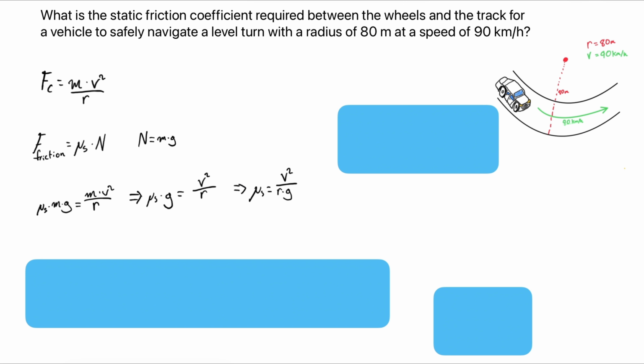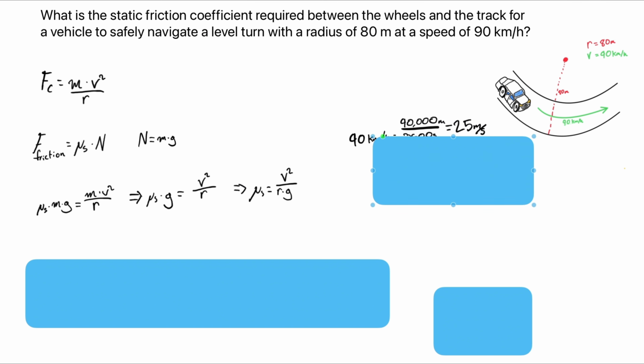We're told that the speed of the car is 90 kilometers an hour, and we need to convert this to meters per second. So we can take 90,000 meters and divide that by the seconds in an hour, 3,600, and that will give us 25 meters per second.